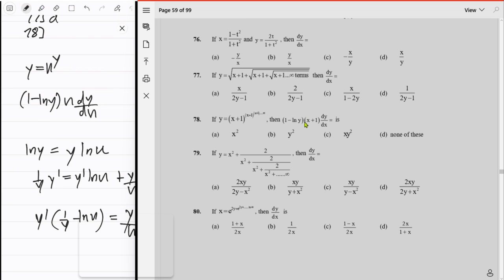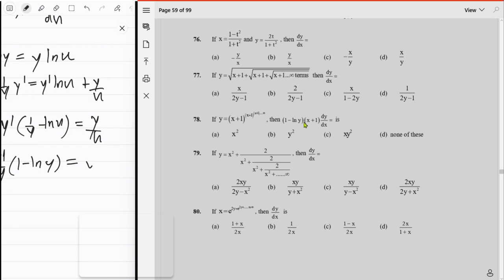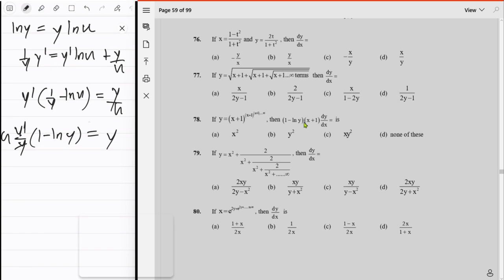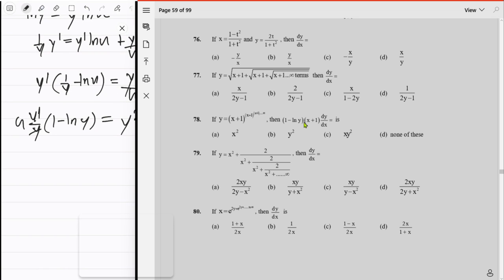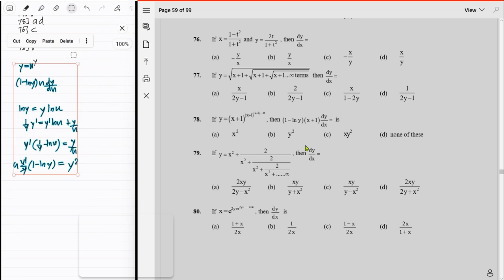Okay. So natural log of u, you can replace by 1 upon y natural log of y, right? So it just becomes y dash upon y times 1 minus natural log of y, minus of u, of course. That is equal to what? Just equal to y squared. I mean, this whole thing is just equal to y squared. That looks cool. So B is the answer. Next question. 79.